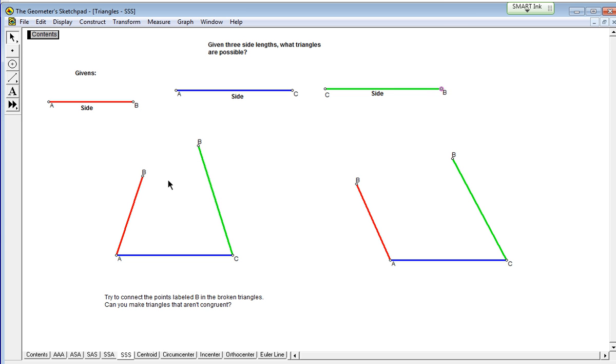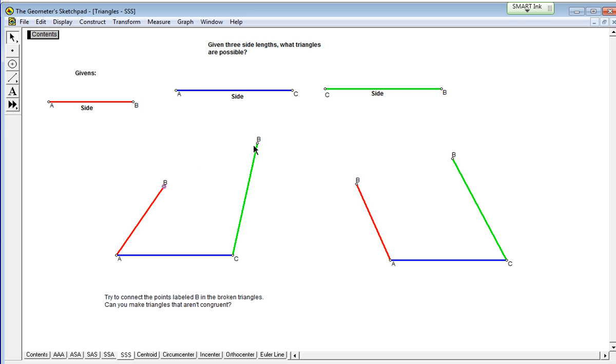Here's the deal. I'm going to try to create two triangles that are not congruent even though all three sides are congruent. If I can do that, then SSS is not a proof of congruence. In other words, if I can create two triangles that have three corresponding sides equal, but those two triangles are not the same, then SSS cannot be a proof of congruence. What I can do here is only rotate these in both of these.